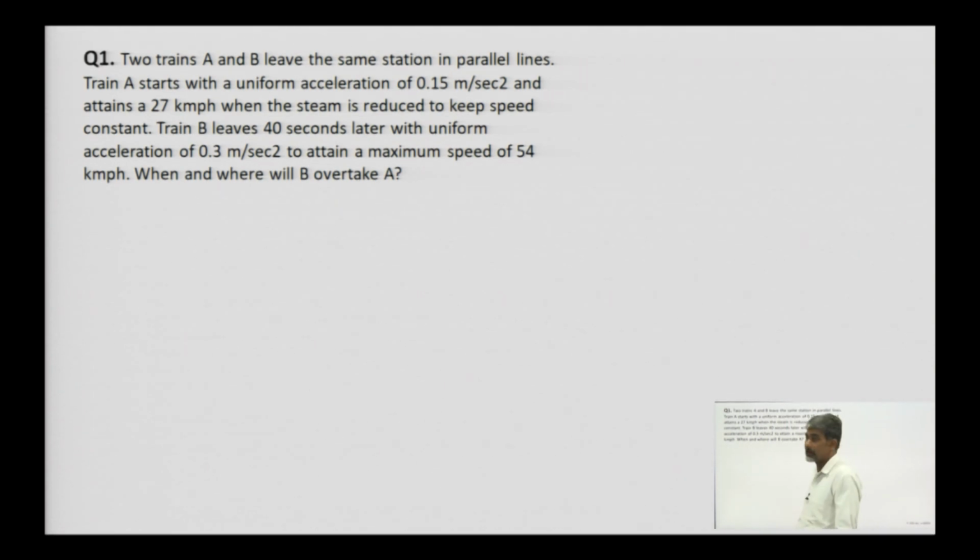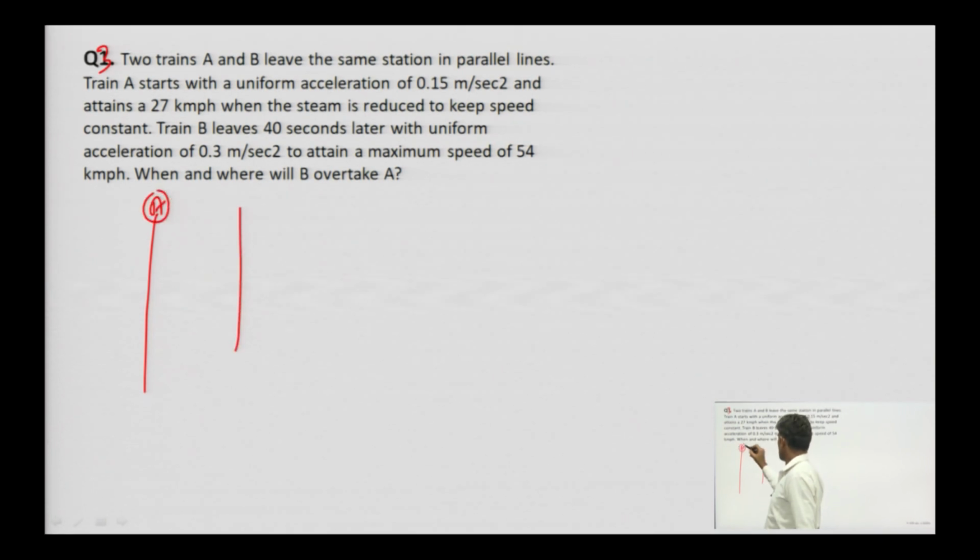Let us do one more question. It is question number 3. Two trains A and B leave the station in parallel lines. They leave the same station in parallel. This is for train A, this is for train B.